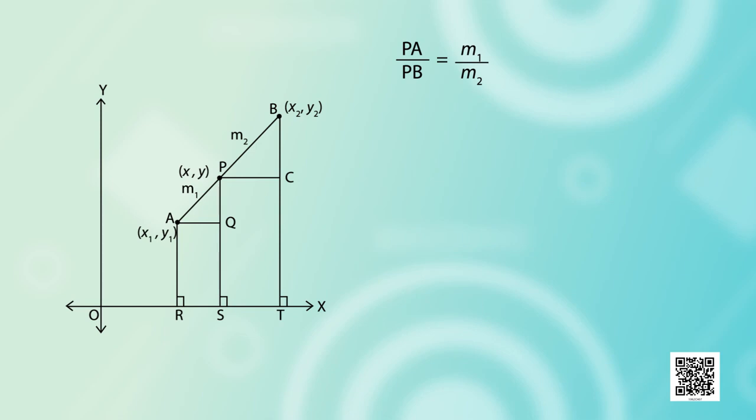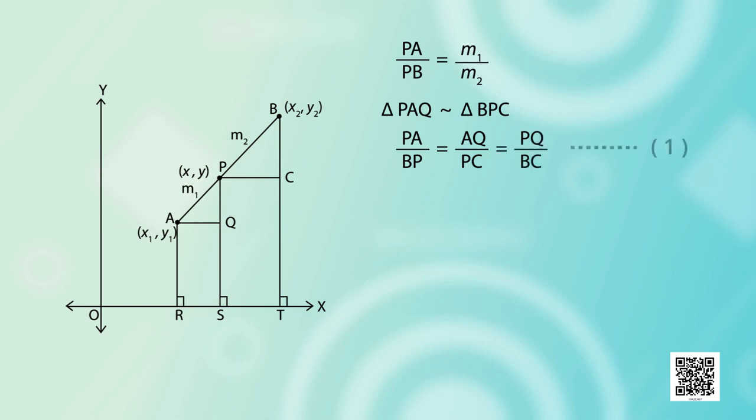Then by AA similarity criterion, we know that triangle PAQ will be similar to triangle BPC. And we know that, children, when two triangles are similar, their corresponding sides are in equal ratio. So we get PA upon BP is equal to AQ upon PC is equal to PQ upon BC. Now let us first try to find the length of AQ. Clearly AQ is equal to RS because they are opposite sides of a rectangle, and RS is equal to OS minus OR.